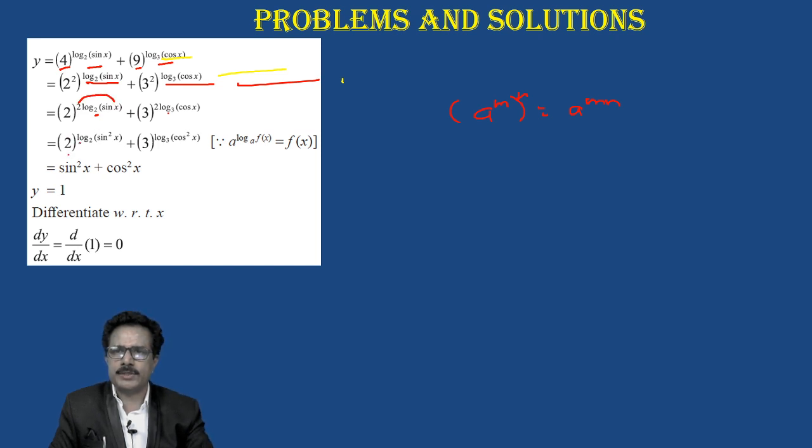Therefore, 2 raised to log of sin square x to the base 2. Again this 2 transferred into the index, log of cos square x to the base 3. But here we have to use this identity which is used in the logarithmic formula, a raised to log of f of x to the base a.